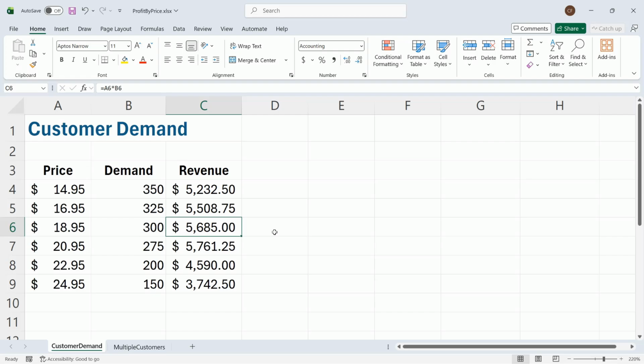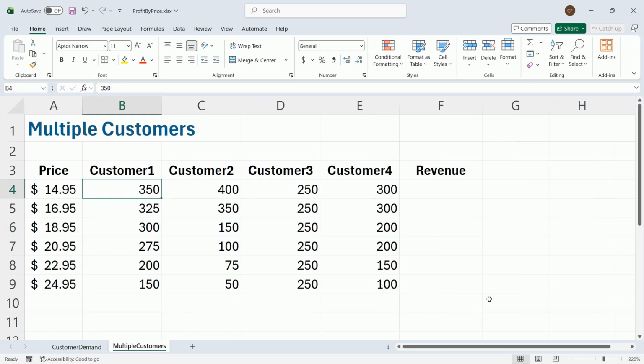Now let's take a look at what you can do if you have multiple customers. So I've gone to the multiple customers worksheet, and here, not only do I have multiple customers, I have multiple customer types. If I've done analysis on people who buy from me, I might be able to identify them into 4 separate bins. And I've just called them, very creatively, Customer 1, Customer 2, Customer 3, and Customer 4. And again, these are not individuals, these are customer types, or personas, as they're called.